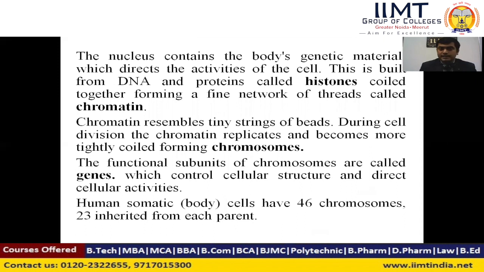So that nucleus directs the whole activity of the cell, right? That genetic material is made up of DNA and proteins like histone proteins. Histone proteins coil together to form a fine network of threads called chromatin. That chromatin condenses to form a chromatin fiber. So let us see the diagram of how that genetic material is exactly organized in the nucleus.